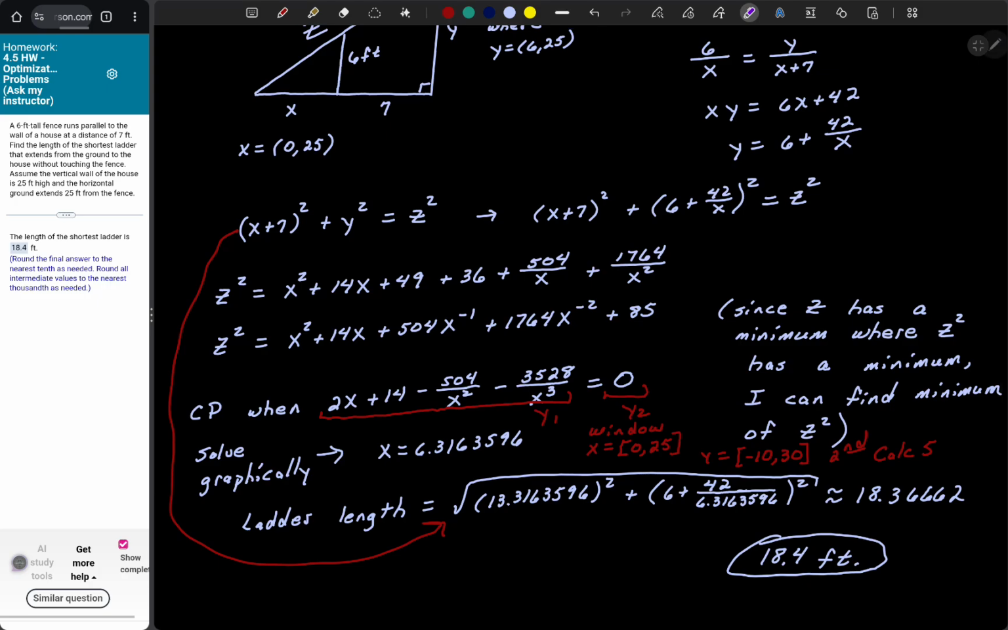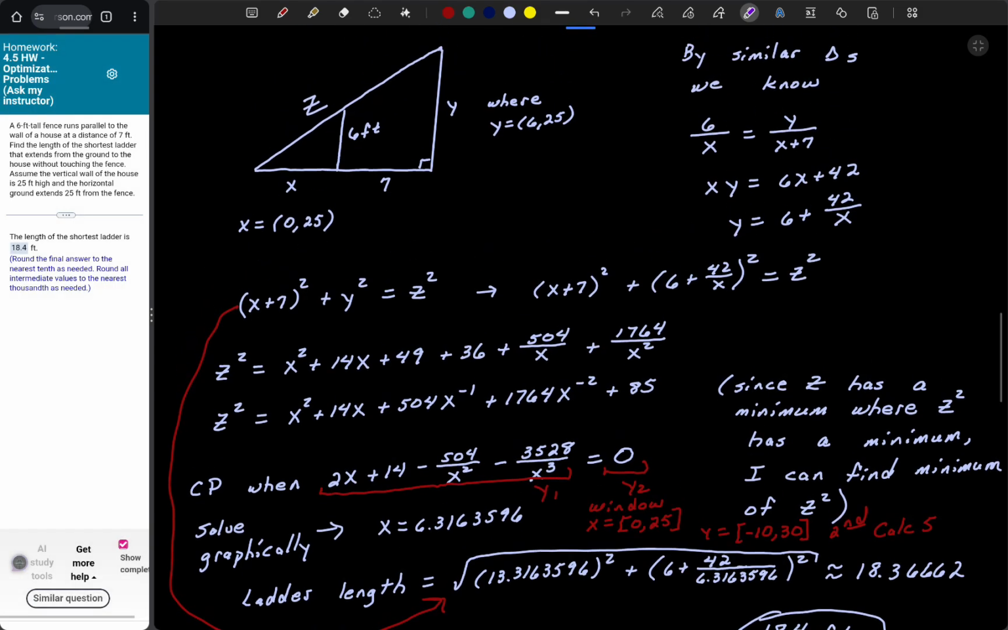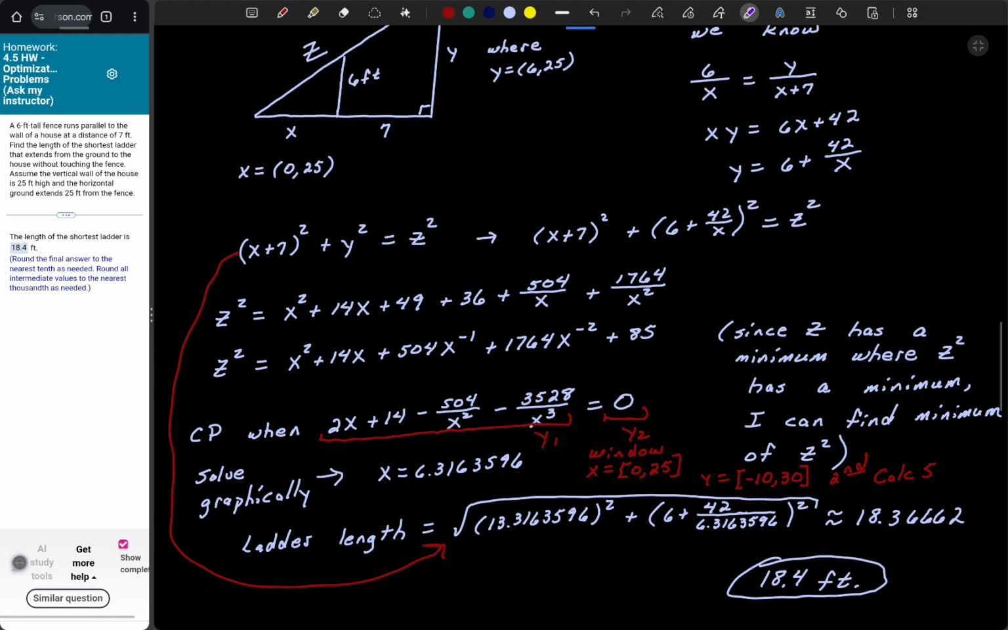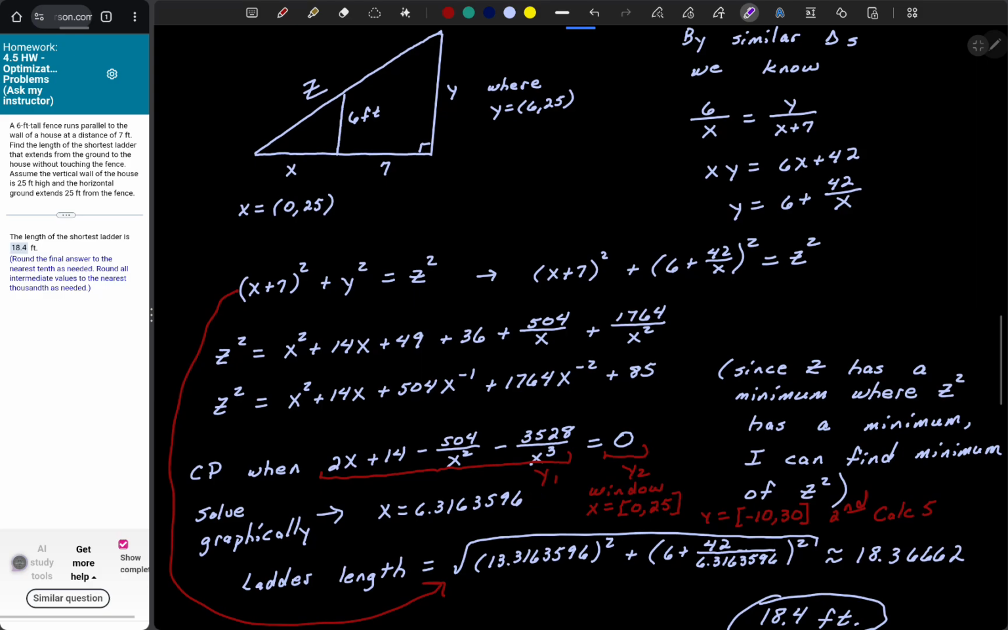This is a bit of a tough question. I prefer questions where you can find the critical points manually rather than having to depend upon a graphing calculator. This one would have been tough to find manually, at least in this format. This is not a type of question I would give you on a test, but still a good question for the homework. Hopefully this helps you make some sense out of it.